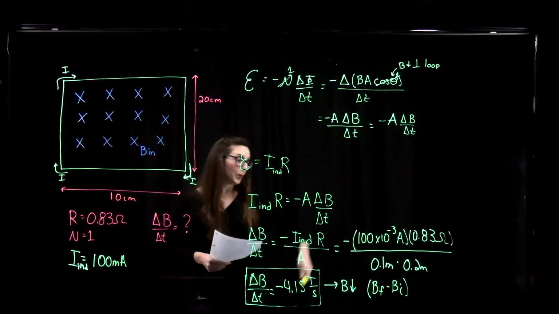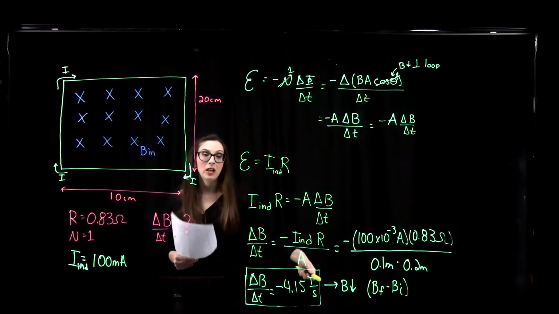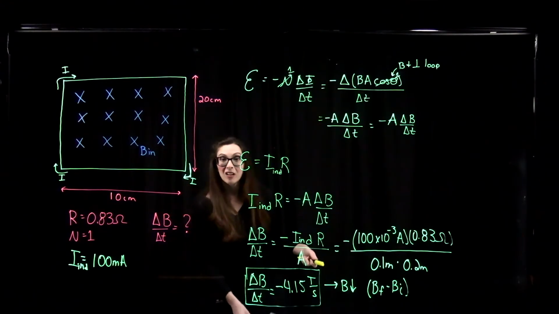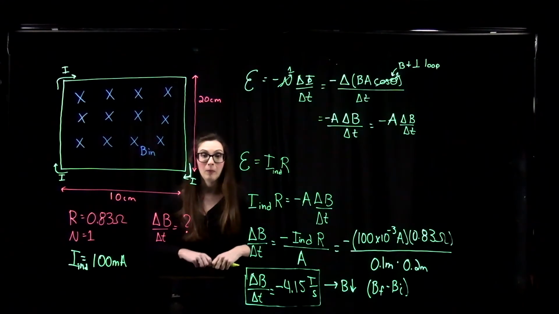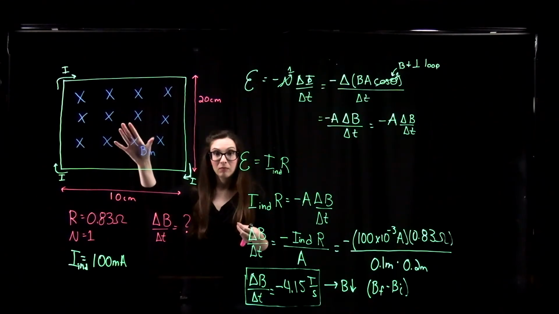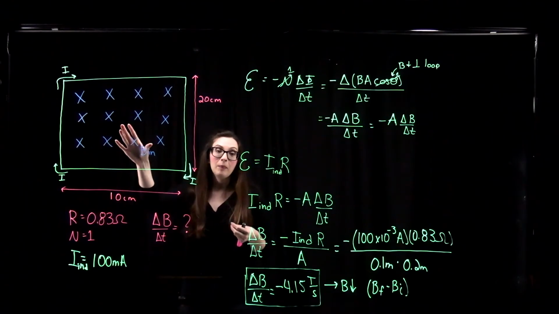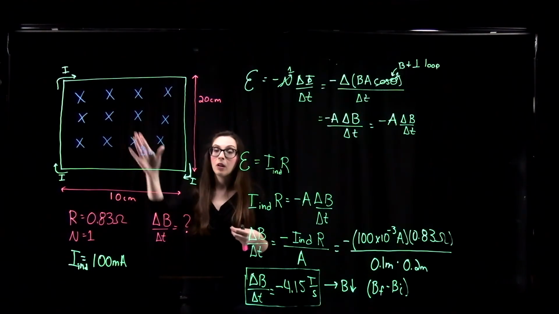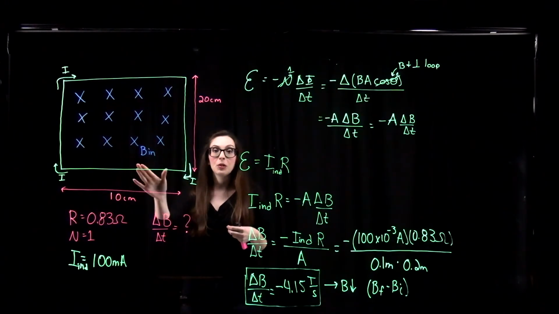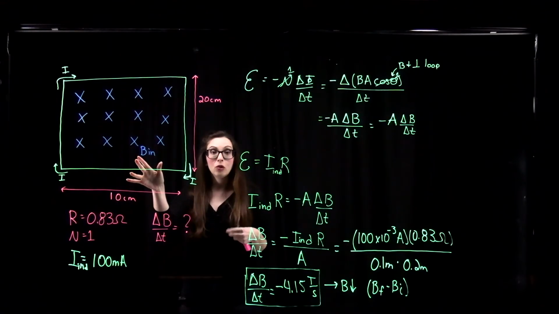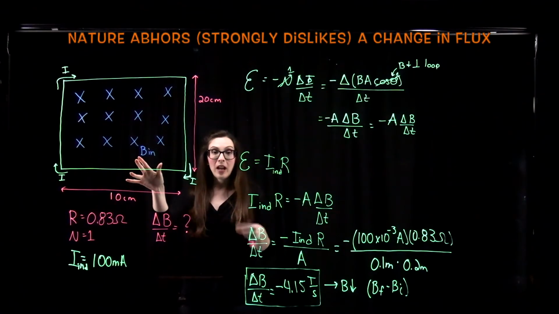Okay, so we've got our rate of change of the magnetic field. It's negative because our magnetic field is decreasing over time. If this magnetic field here decreases over time, that's going to induce a magnetic field with respect to this wire here. So this wire is going to want to try to induce a magnetic field to oppose this change. Nature abhors a change in flux. Nature does not want this magnetic field to decrease over time.